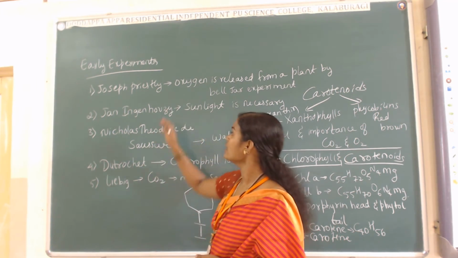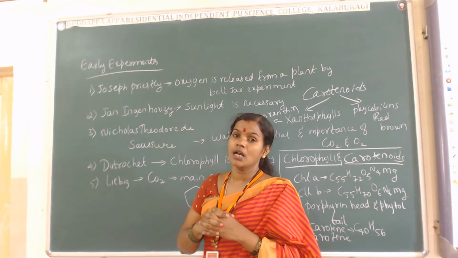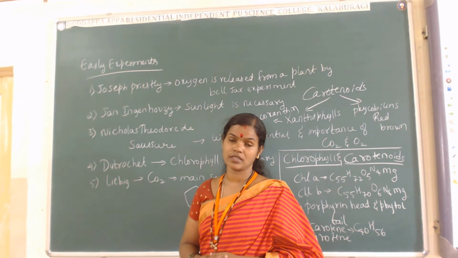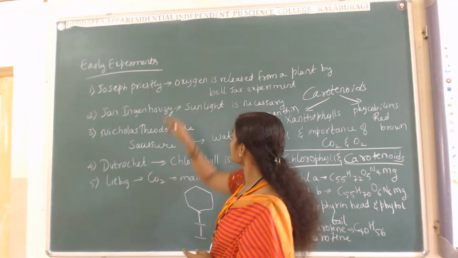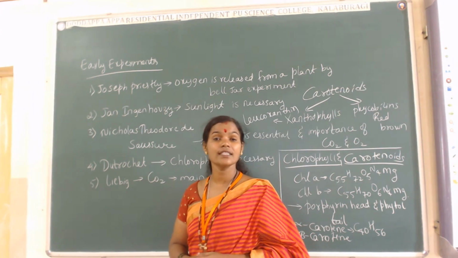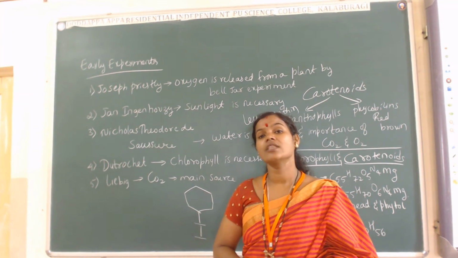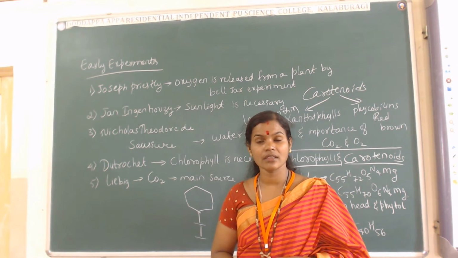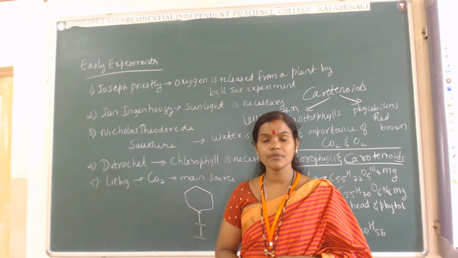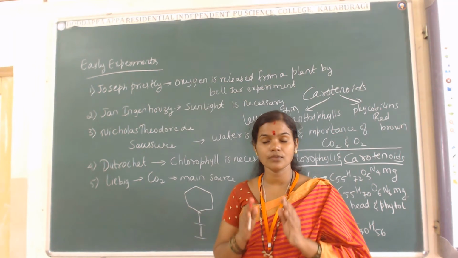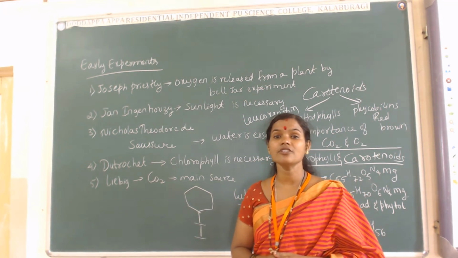Okay, now see here, first scientist Joseph Priestley. What he has proved is that oxygen is released during photosynthesis. Students, please keep this point in your mind that whenever photosynthesis is going to occur, at that time there is a release of oxygen.